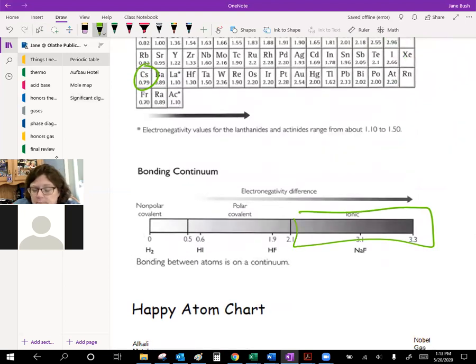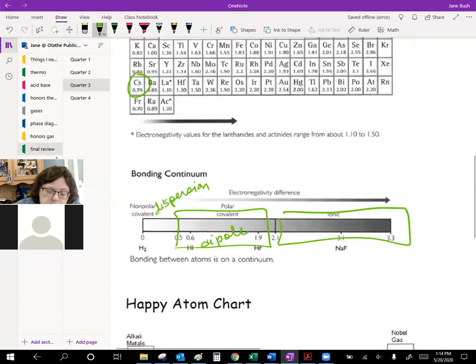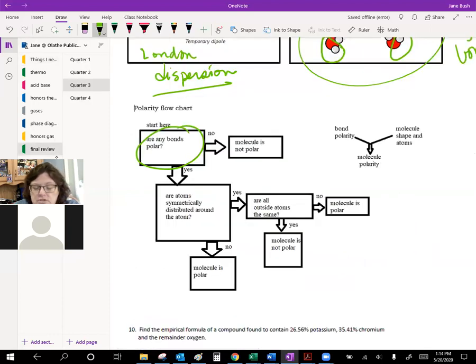If the difference in a bond is between 0.5 and 2.1, it's going to be polar covalent, which means it's a dipole, and it could have hydrogen bonding and it might not. And these bonds down here would only have dispersion forces. Now this is for one bond. But if I go back to this question, it says, do you have polar bonds within your molecule?